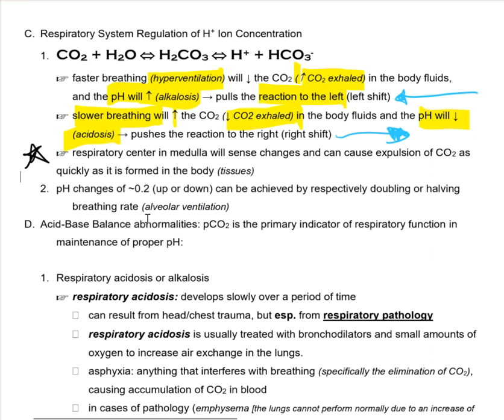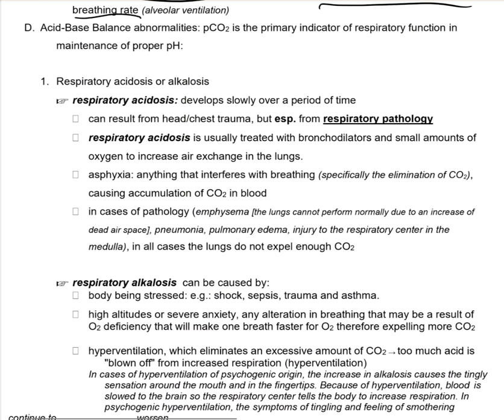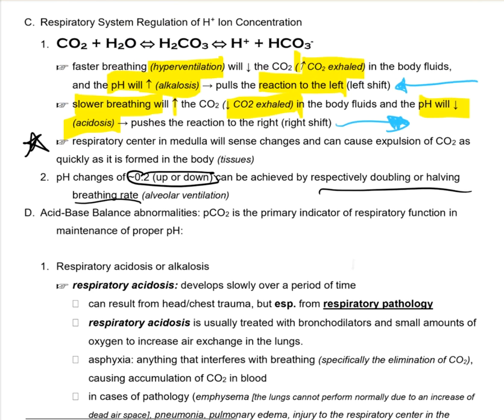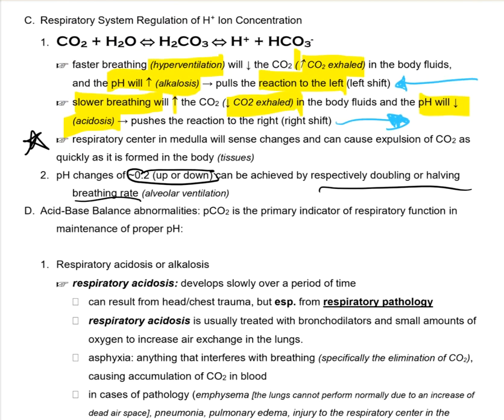pH changes of about 0.2 up or down can double or halve the breathing rate. That's significant, right? Just a very small change in pH can really double or halve the breathing rate. Now, we have respiratory acidosis or respiratory alkalosis. The way to think about this is if we see the word respiratory in front, we know something's happening to the lungs, and the lungs are either not getting out CO2 or getting out too much CO2.